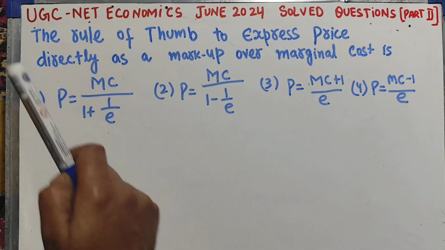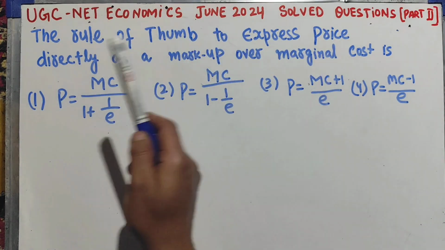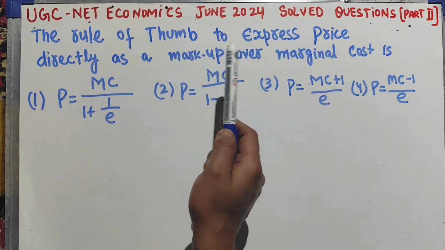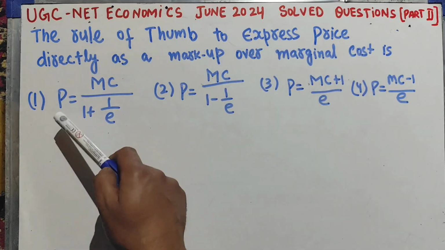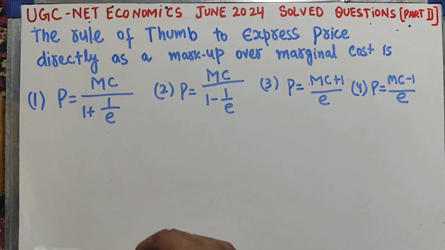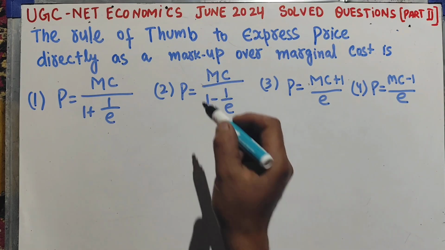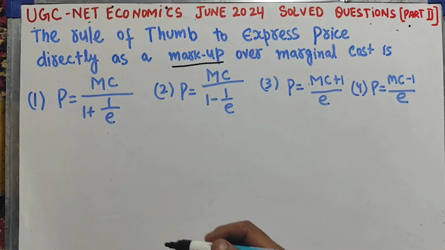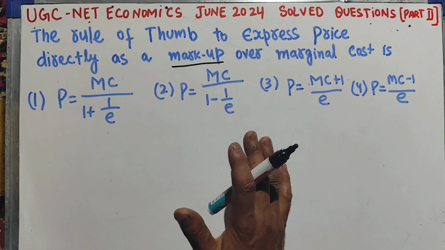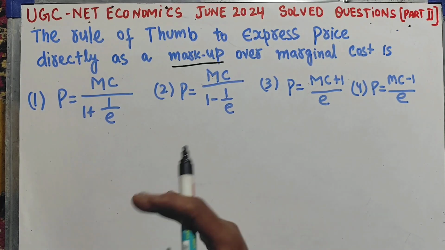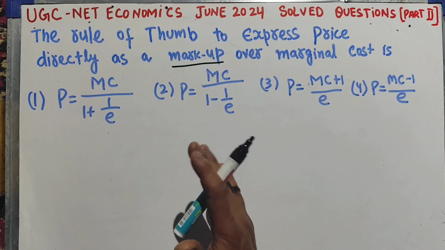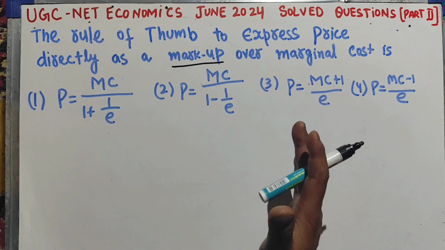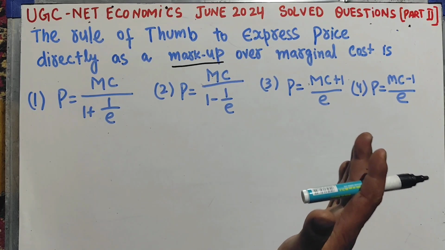Next question is, the rule of thumb to express price directly as a markup over marginal cost is. Options are being given, we need to find out the correct option. Okay, so what is meant by markup pricing? Markup pricing is the price that a monopolist is able to set above the marginal cost. Okay, that's called the markup pricing.